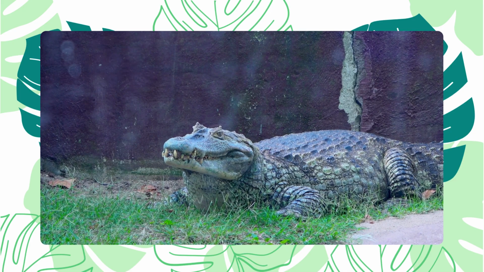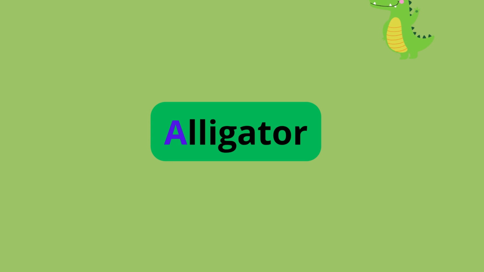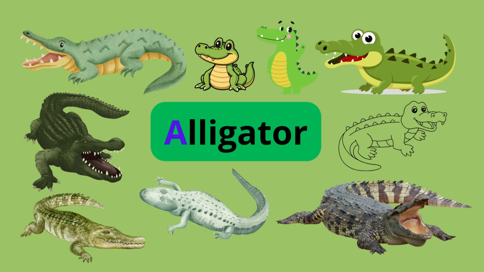Alligators are big reptiles that live in swampy, wet places. They have strong bodies with bumpy skin and lots of sharp teeth to eat fish and other animals. Let's look at some alligators. What do you see? I see green and brown scales, long tails, and sharp teeth.